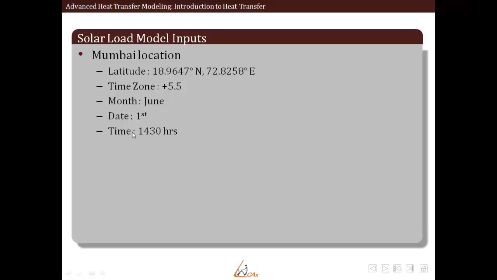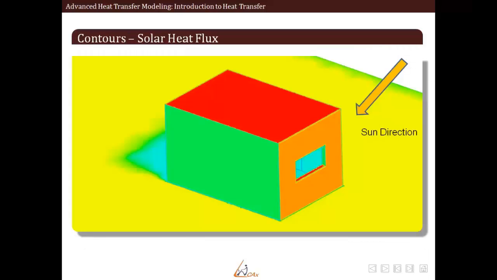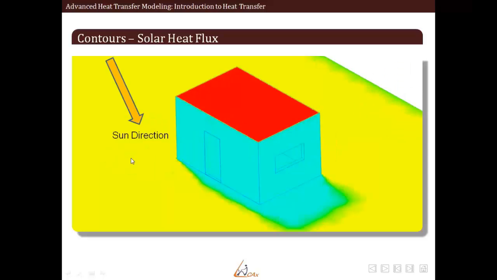And the time for which we have considered the solar ray direction, or the sun location or direction, is about 2:30 in the afternoon. So this is a type of worst case scenario that you could have in the month of June. So the solar calculator calculates the sun direction based on our inputs, and this is the result of that particular analysis. The sun direction as shown is from the yellow arrow. We are seeing heating on this particular wall and on the roof, and a bit of a cooler side on the left hand side of our domain.